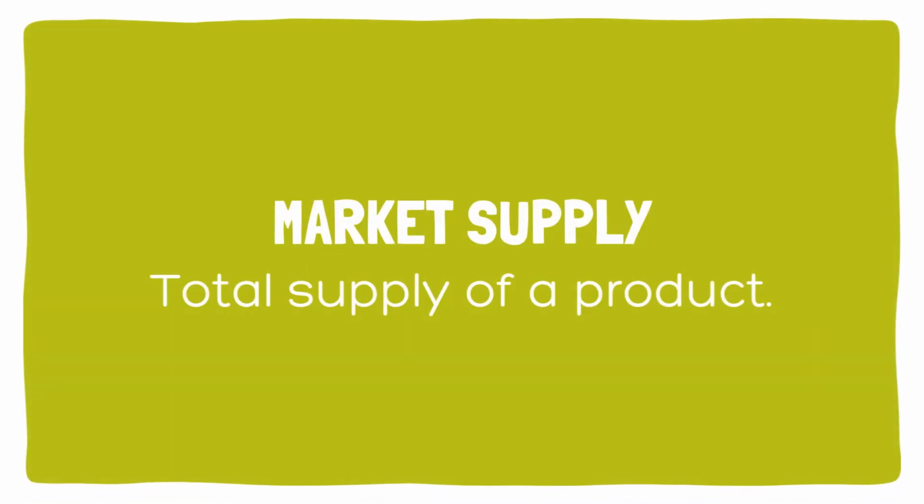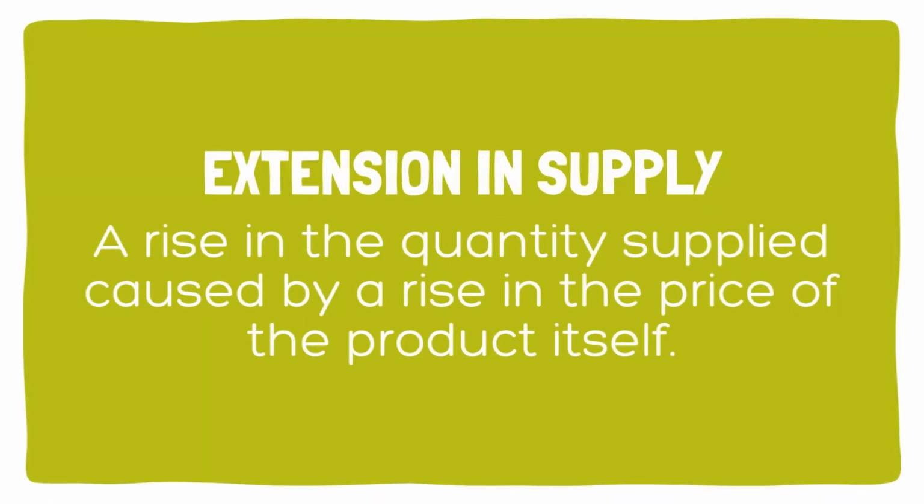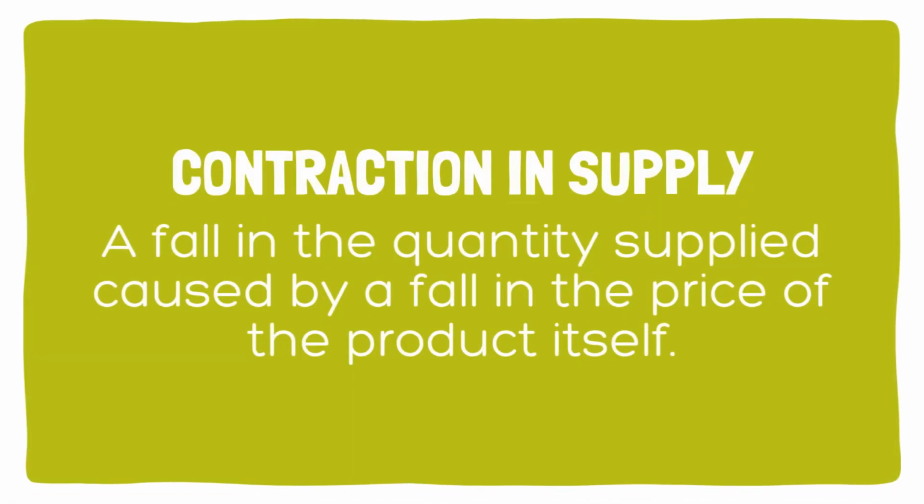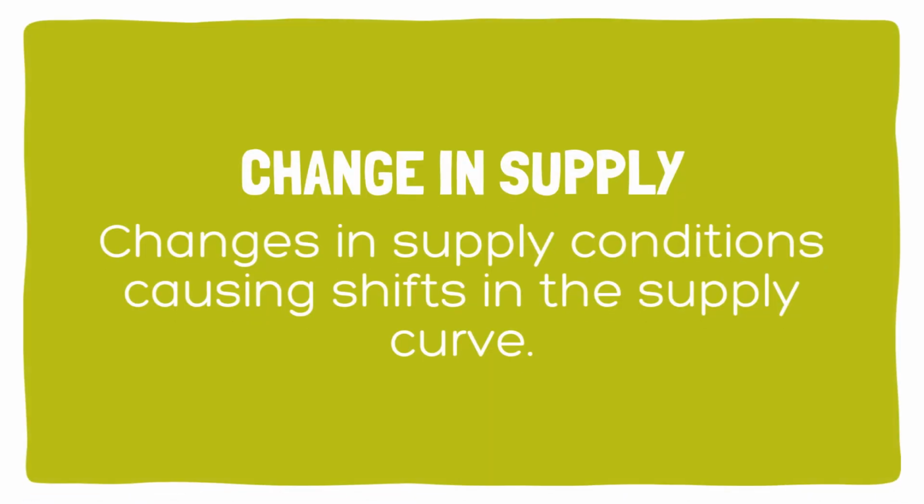Market supply is the total supply of a product. Extension in supply is a rise in the quantity supplied caused by a rise in the price of the product itself. Contraction in supply is a fall in the quantity supplied caused by a fall in the price of the product itself. Change in supply refers to changes in supply conditions causing shifts in the supply curve.